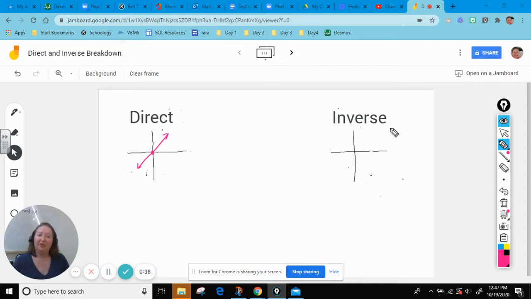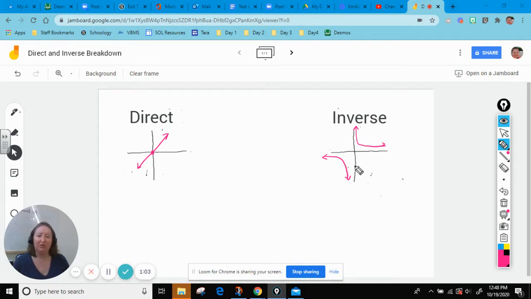Conversely, inverse cannot go through the origin. It totally avoids the origin. It starts coming down here, getting closer and closer and closer to the origin, and then it just spins off. Okay, so they look like these funny little curves. There we go. Not a perfect drawing, but those would normally be a little more equal, but they're in opposite quadrants. They do not touch the origin.